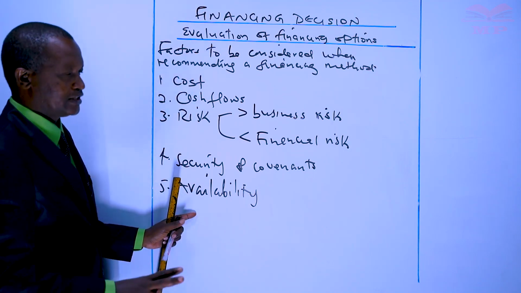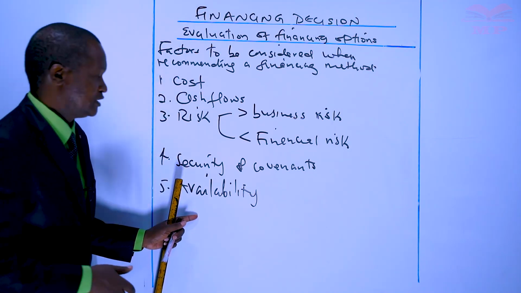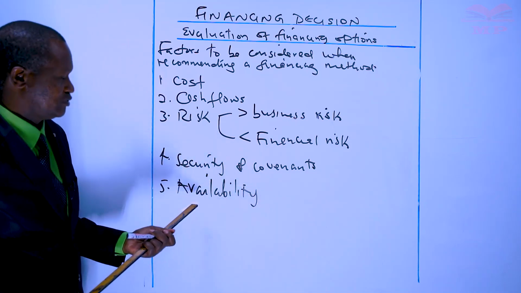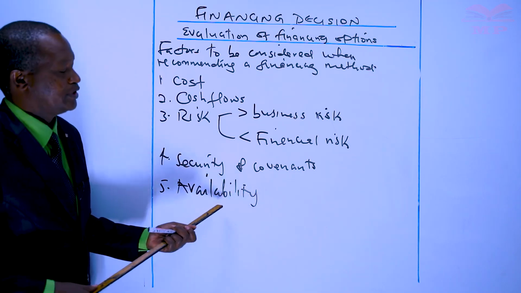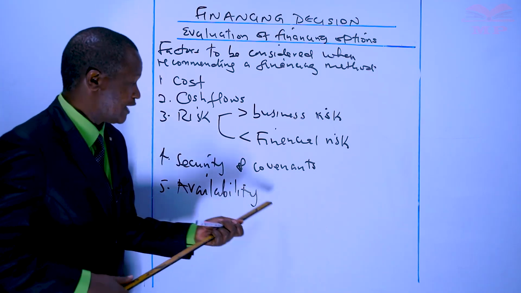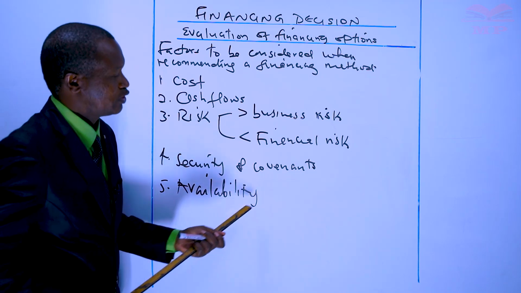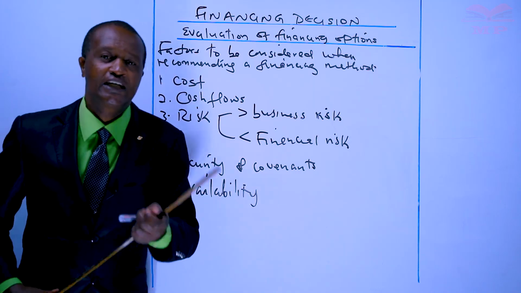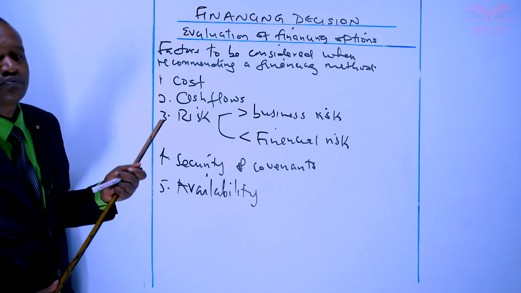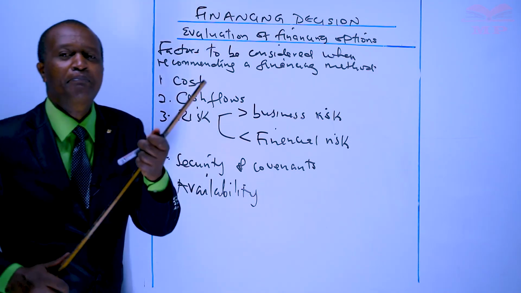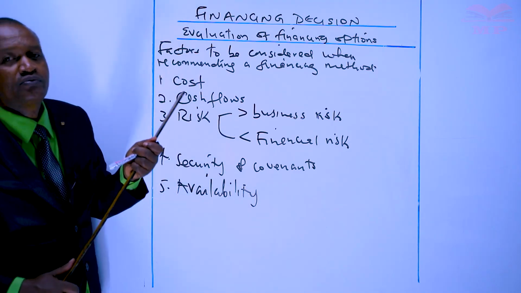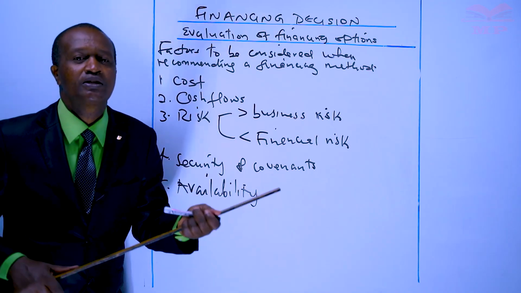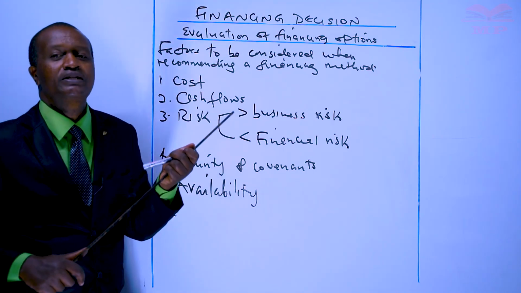A company that is young, that is growing, may require equity. So if it requires equity, then is that equity available? And if it's available, where will it be obtained? What will be the source of equity? So availability of a source of capital is also a factor to consider when recommending a financing option. Does the company have access to venture capitalists? Does it have access to business angels?